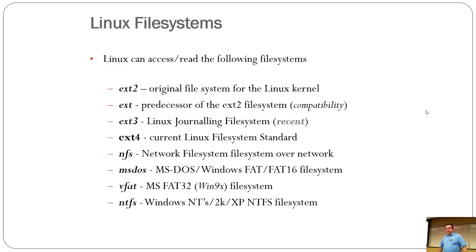Now, Linux can read the following file systems. EXT2, or obviously EXT 3 and 4, NFS. That's network file system. It allows you to mount a remote partition on a different computer and mount it as a directory on your machine. If you want to talk about seeing servers hang, that's the file system that does it. Because if it's designed to mount that file system and the other server's not available, the whole machine hangs. It's not a fun time.